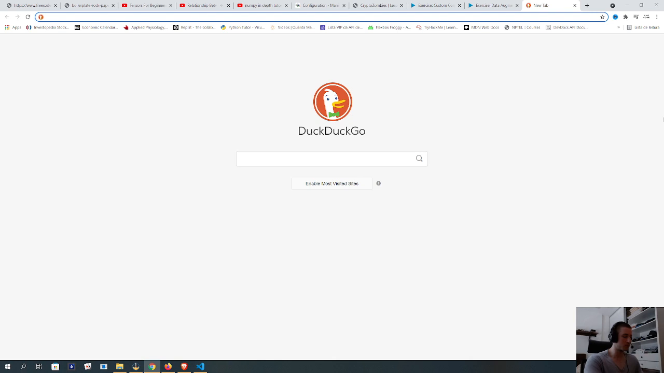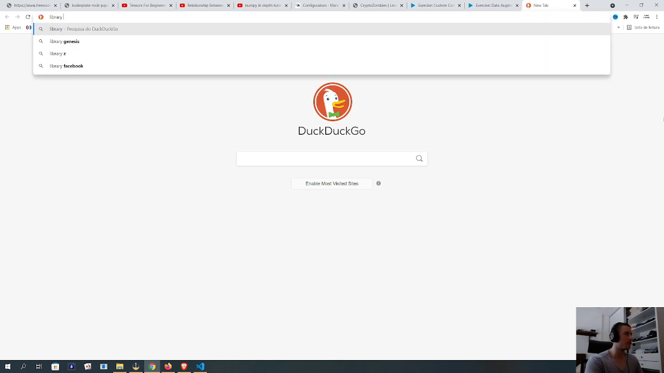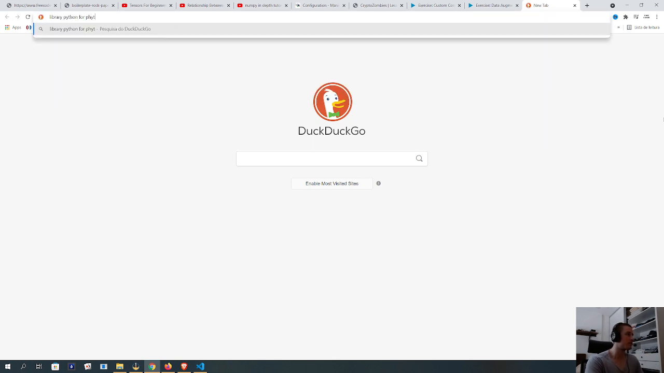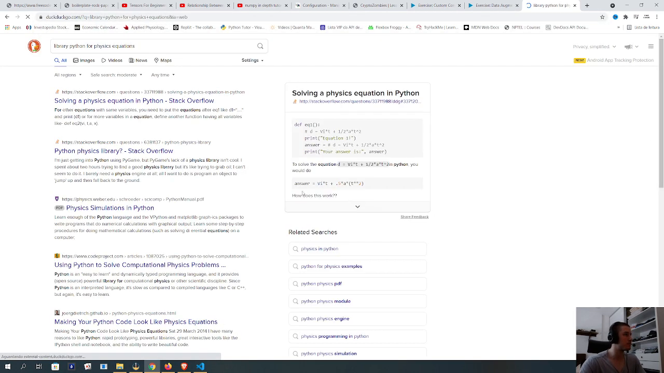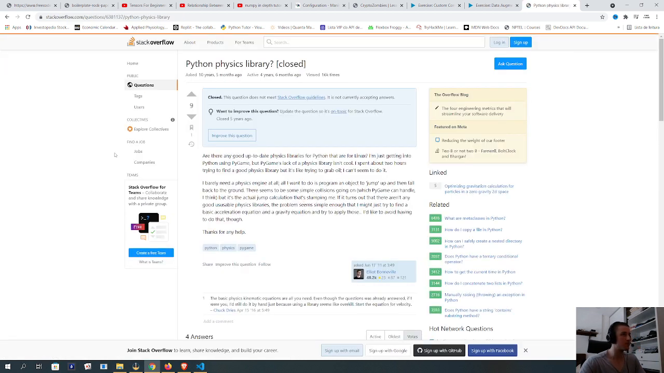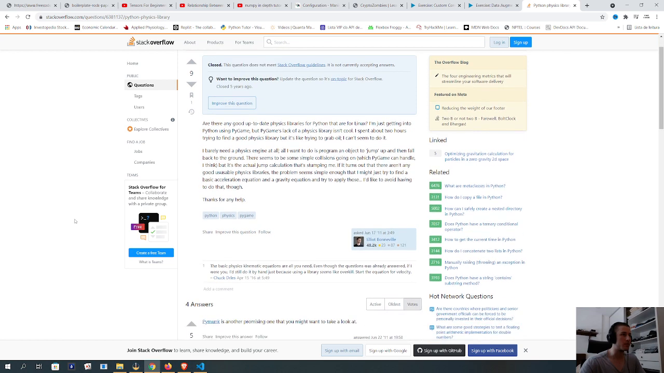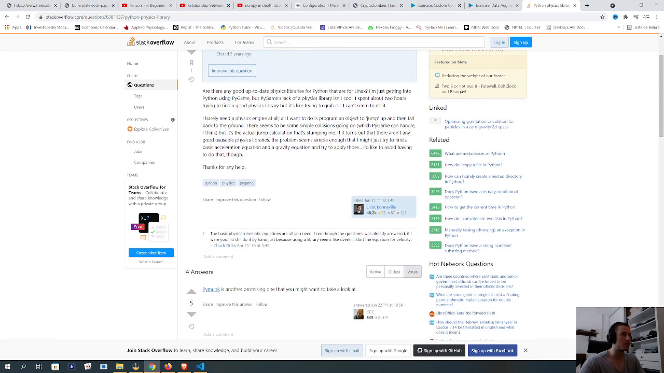Another thing that I'm gonna look for is a Python library for physics equations.